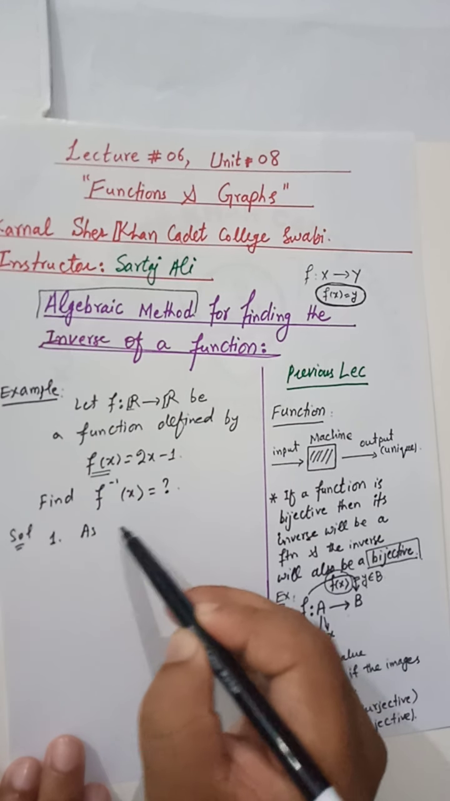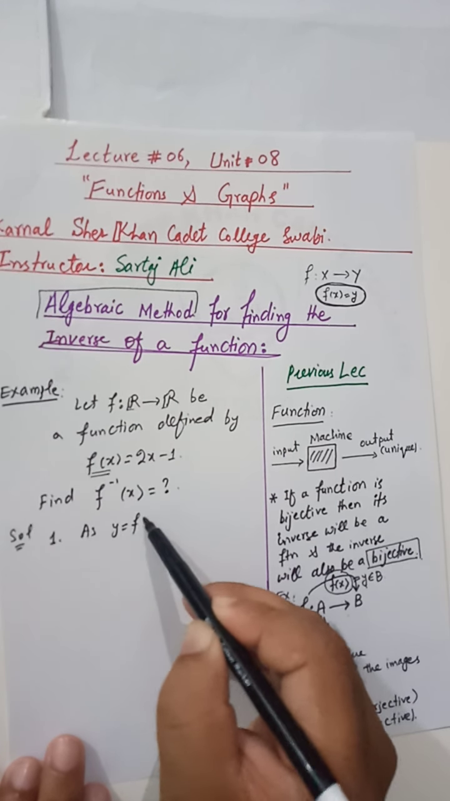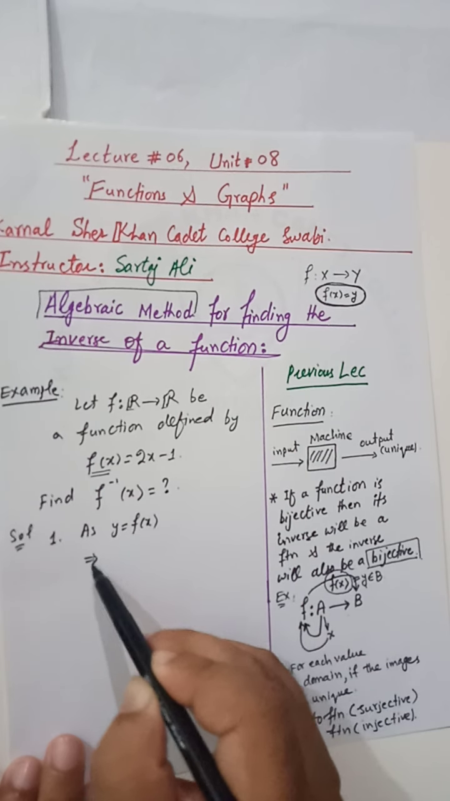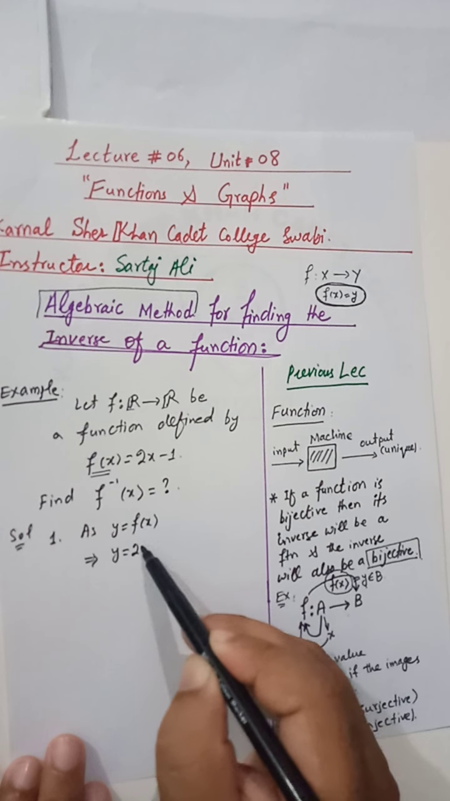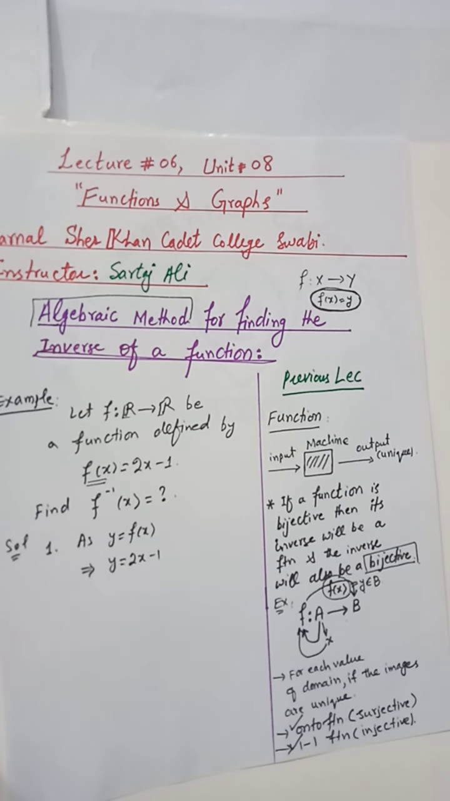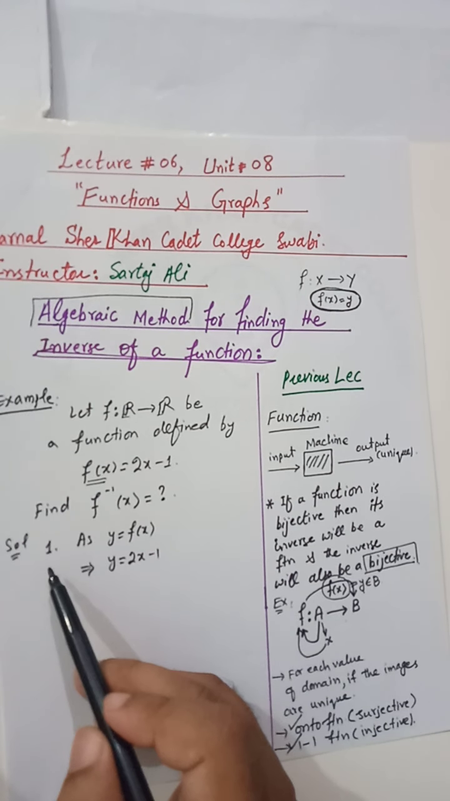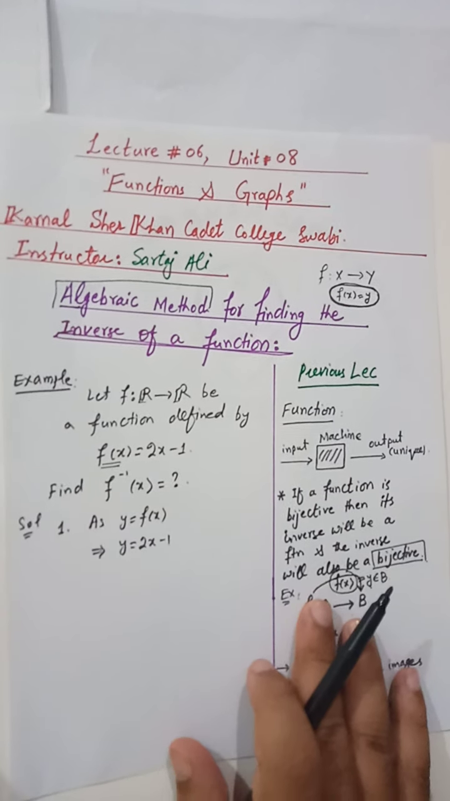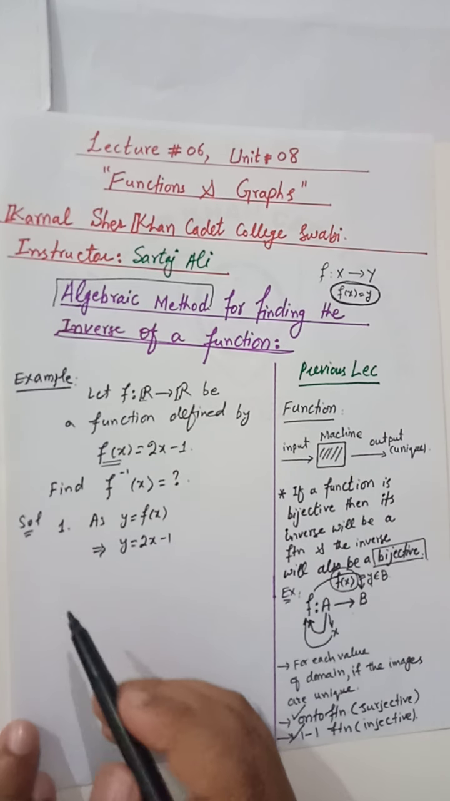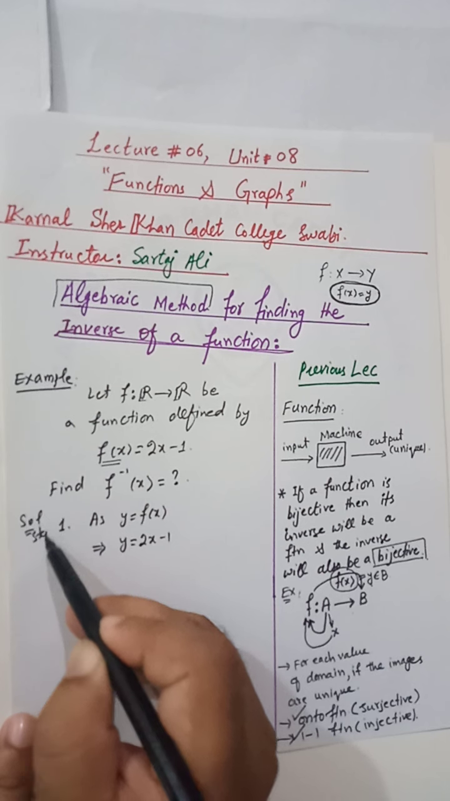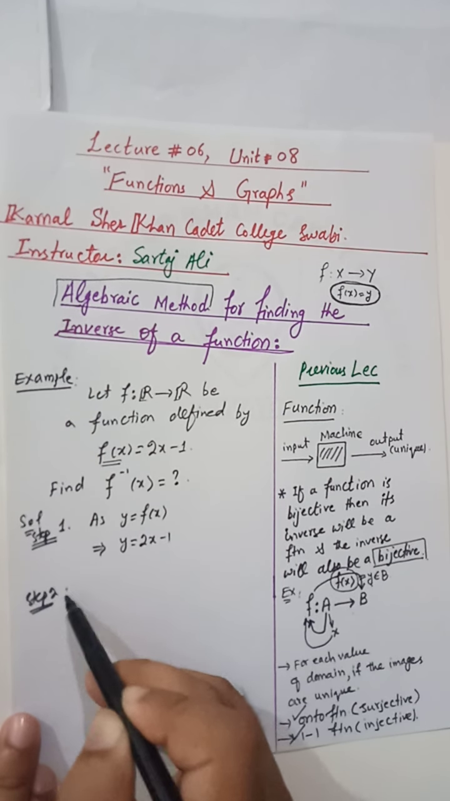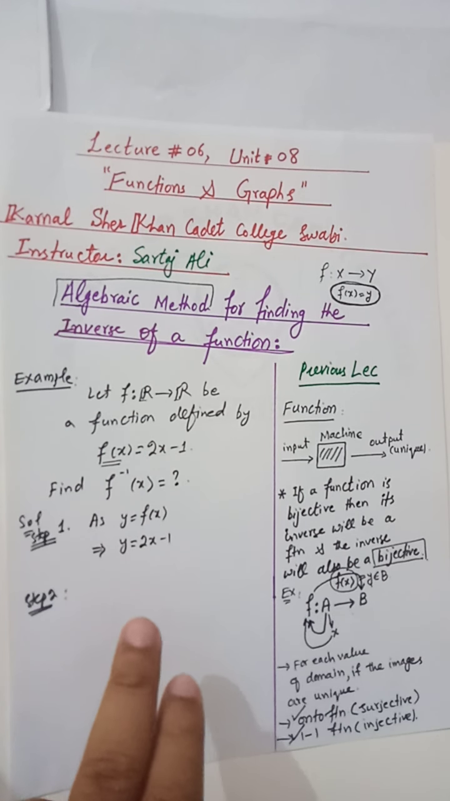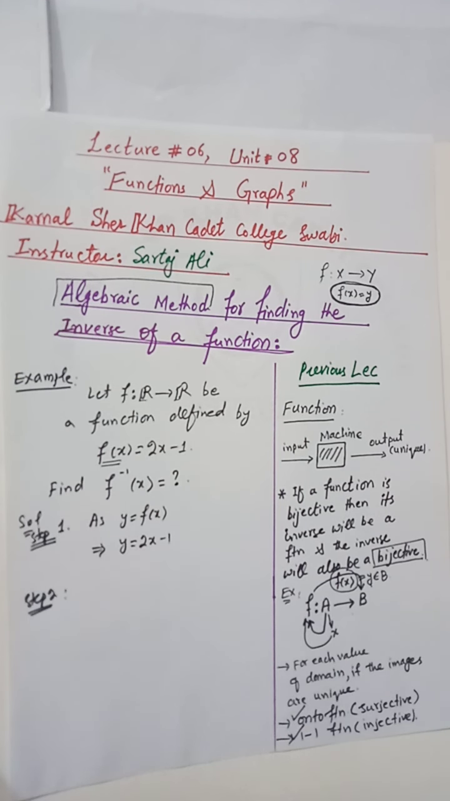As y is equal to f of x, this implies that y will be equal to the value of f of x, 2x minus 1. So this is your step number 1. You don't need to write 1, 2, 3, but I am just writing it for your understanding. Now in step number 2, you need to solve this equation for x.